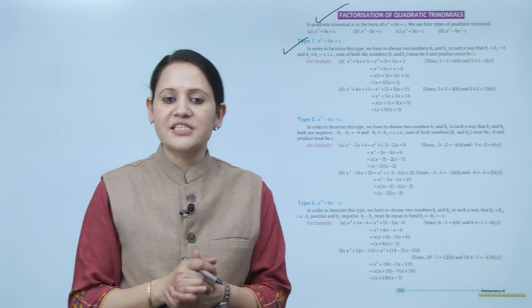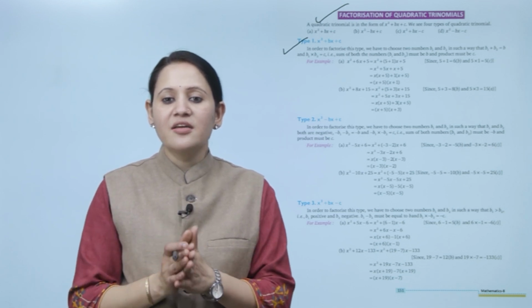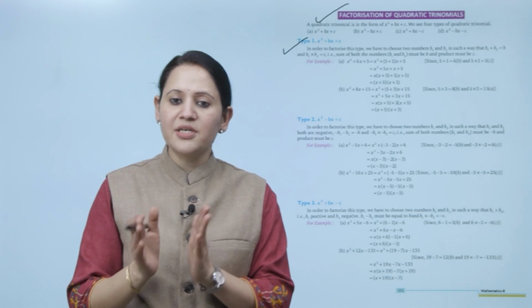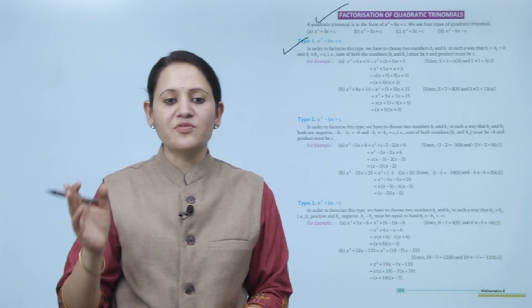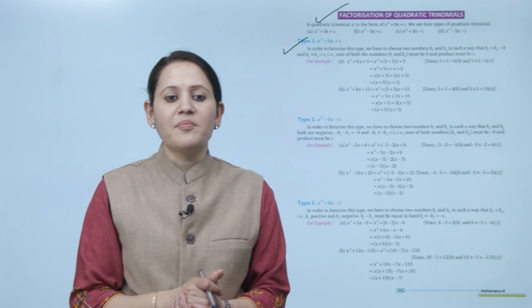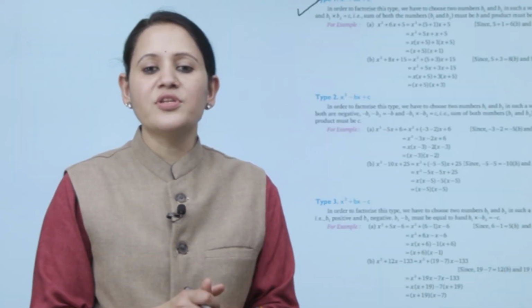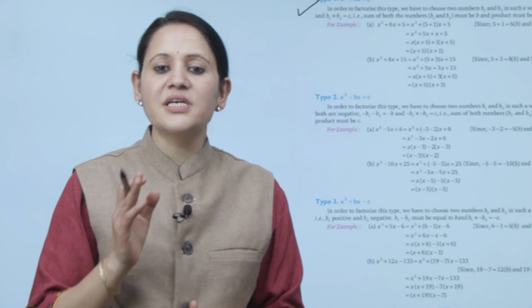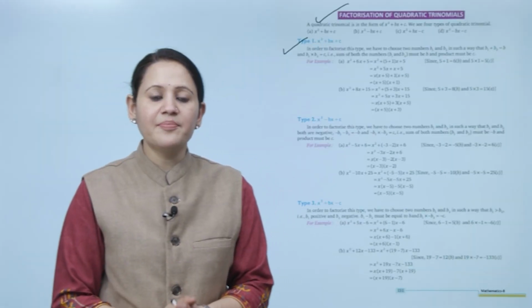In order to factorize this type, we have to choose two numbers b1 and b2 in such a way that b1 plus b2 is equal to b. Here b1 multiplied by b2 is equal to c. The sum of both the numbers b1 and b2 must be b and the product must be c. Now we'll take an example.